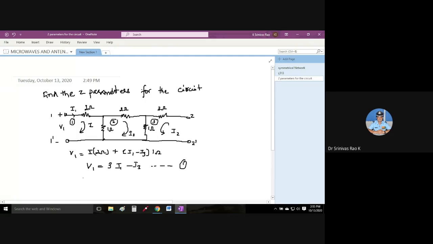Now similarly, you find out the second mesh also. If you apply KVL to the second mesh, you'll get something like 2 ohms into I3 plus 1 ohm into I3 plus I2, both the currents are in the same direction, plus 1 ohm into I3 minus I1. You will get all these things. When you simplify, you will get some equations.